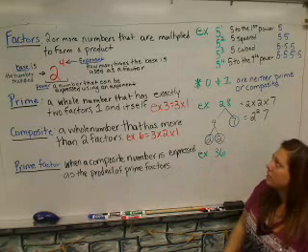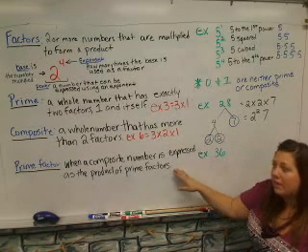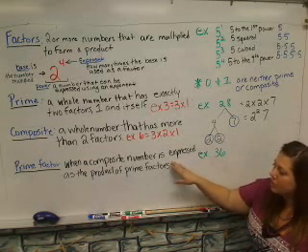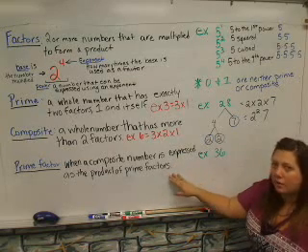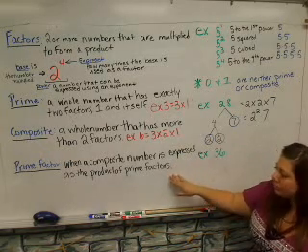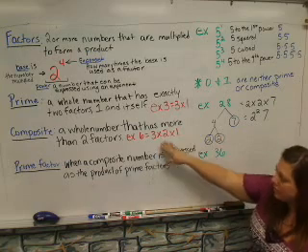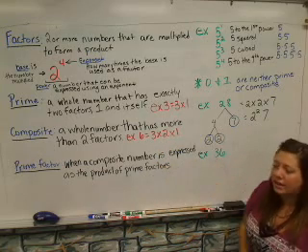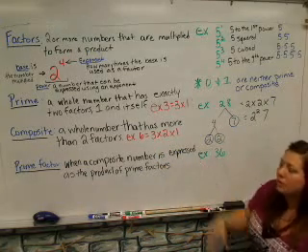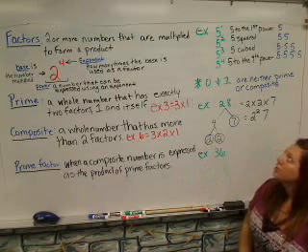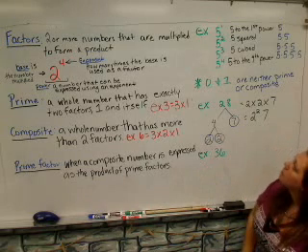Now, the last thing we're going to do is to prime factor. It's when a composite number is expressed as a product of prime factors. So breaking up that composite number into its prime factors, into what prime numbers go into it. Okay? So here's a couple examples up here at the top.